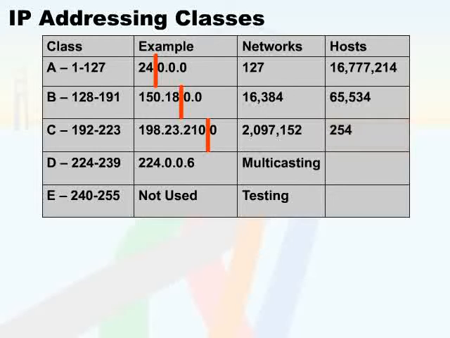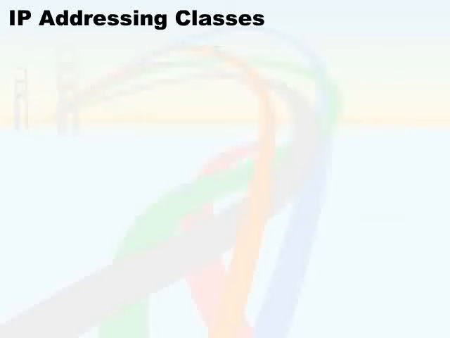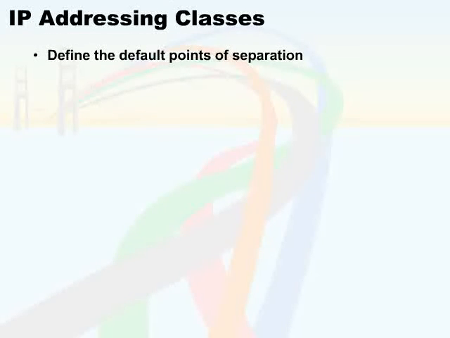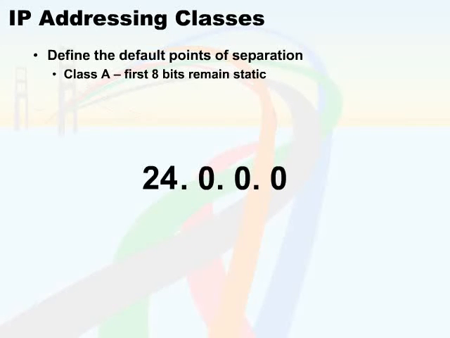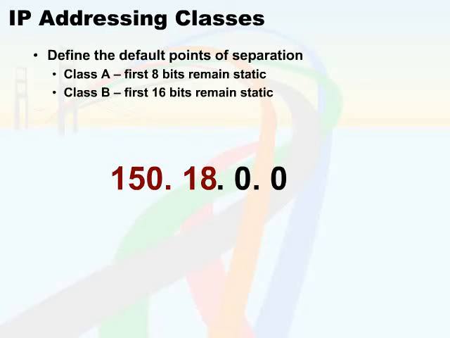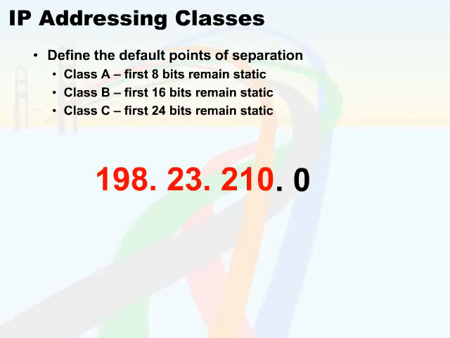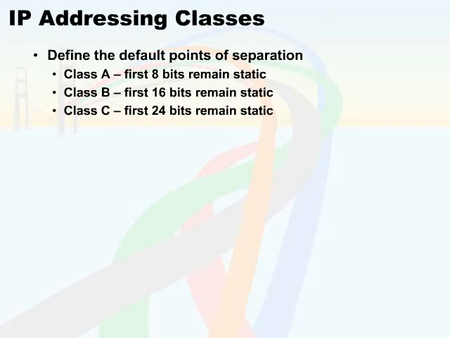These classes of addresses are important because they define the default points of separation. In other words, how much of the address is going to remain static no matter what I'm doing with it. For instance, with a Class A, I always know that the first 8 bits will remain static. With a Class B, the first 16 bits will remain static. And with a Class C, the first 24 bits will remain static, even if I choose to use what is remaining for subnetting. I always keep whatever that classful boundary is. It's going to be the same for that situation.